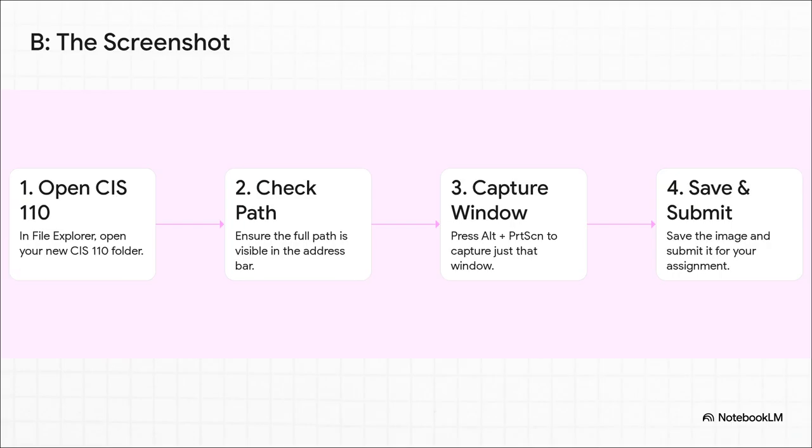Okay, step B, let's get the proof. With your CIS 110 folder open and showing those 4 beautiful subfolders, just glance up at the address bar. Make sure that whole file path is visible. And here's a little pro tip for you. Hold down the Alt key and then hit Print Screen. What that does is it captures only the active window. It gives you a super clean, professional-looking screenshot without all the other clutter on your desktop. Save that one image, and that's what you submit.